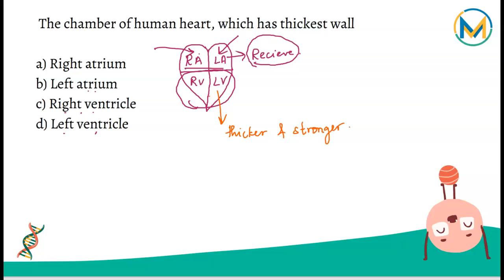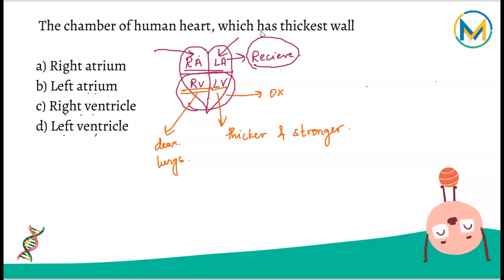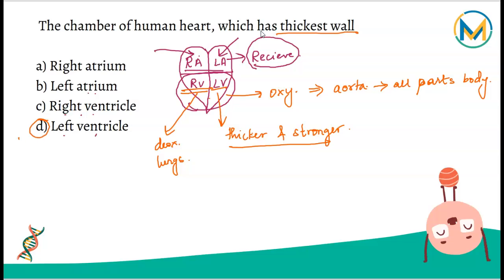The reason is the right ventricle is sending all the deoxygenated blood to the lungs for purification. The left ventricle, in fact, is transporting all oxygenated blood through the largest artery in our body called the aorta, and it is going to transfer to all the parts of the body, including our fingers and toes. Everywhere it has to reach. So this left ventricle will be under great pressure, so it has much thicker and stronger walls. So the answer for this question, which has the thickest wall, the right and exact answer would be the left ventricle.